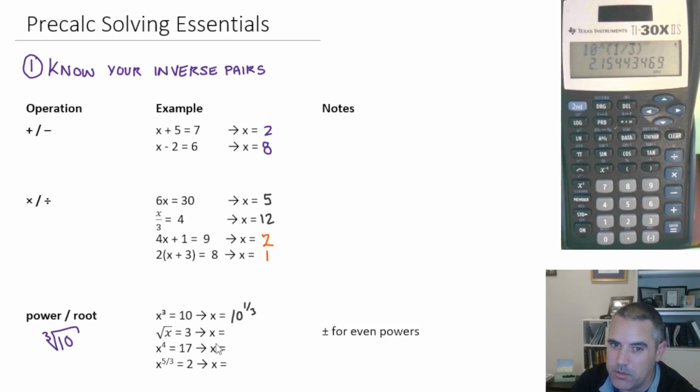If you're going to get rid of a square root, you're going to square both sides, just like we did here. Just like with addition and subtraction. Get rid of addition, use subtraction. Get rid of subtraction, use addition. Get rid of a power, you do a root. Get rid of a root, you do a power.